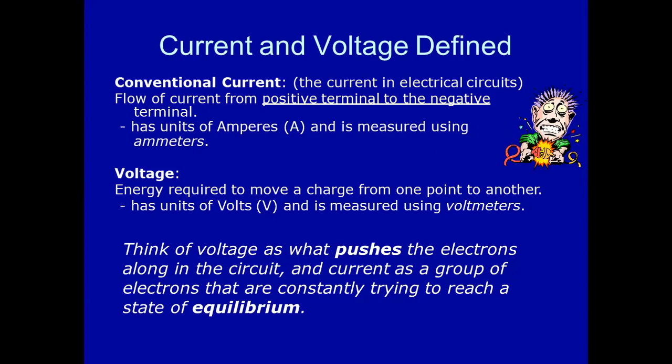Voltage is the energy required to move a charge from one point to another. It has units of volts and is measured using voltmeters. Think of voltage as what pushes the electrons along in the circuit, and current as a group of electrons that are constantly trying to reach a state of equilibrium.